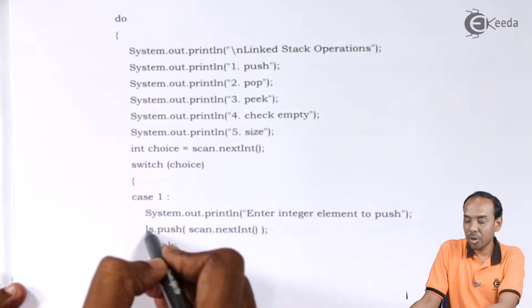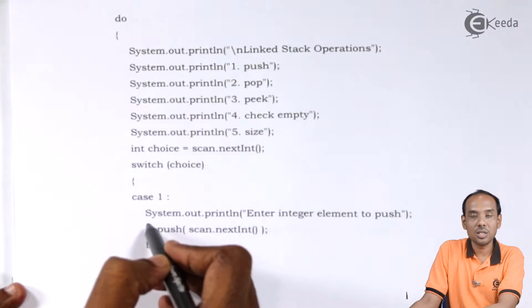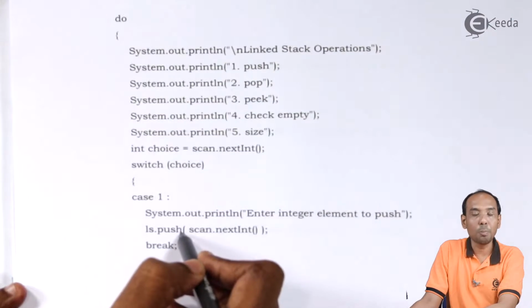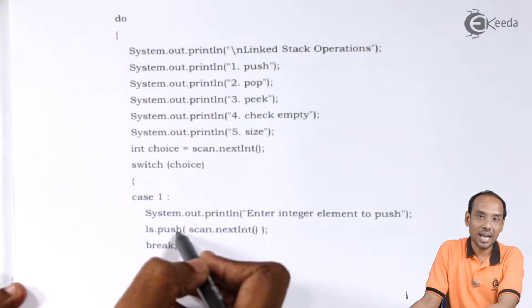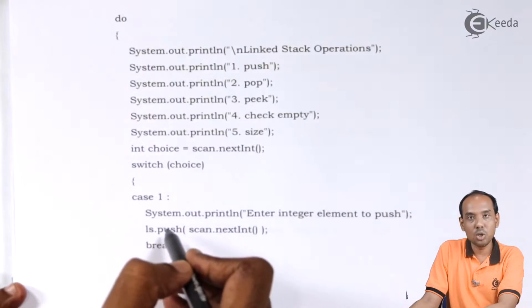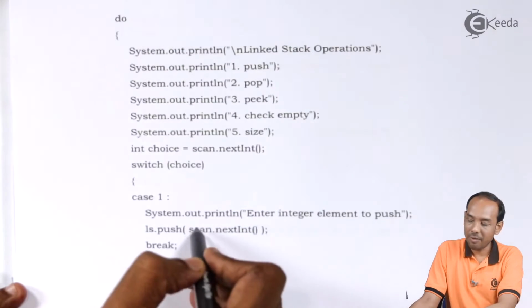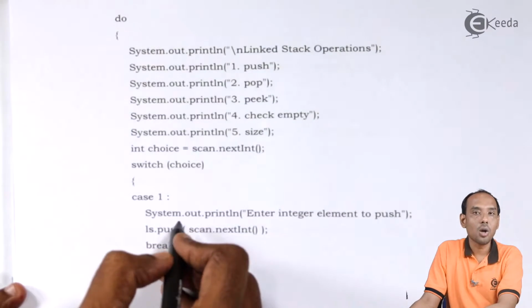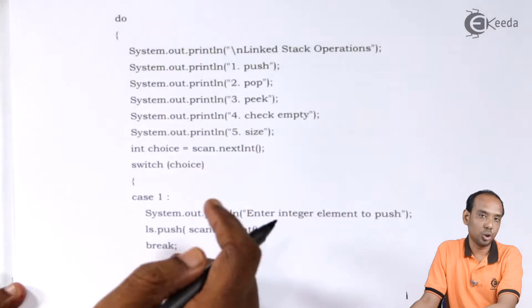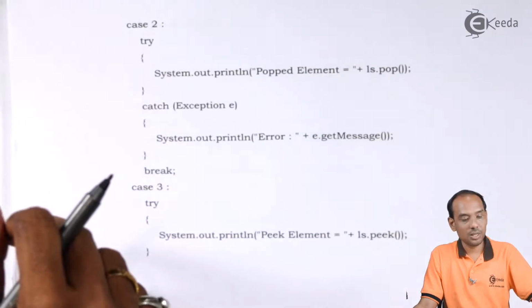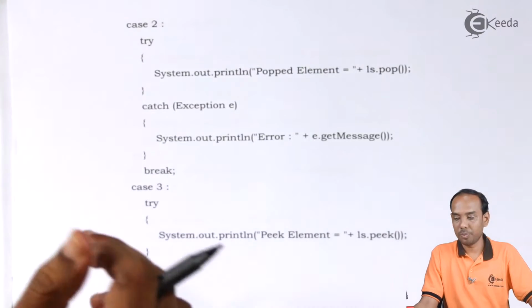Now in this case I am going to call which object? Linked list object, that is ls dot. I need to push the element into the stack. Hence I write ls dot push scan dot next int. So the element will be pushed using the operation called push operation. Then I come to the next set of operations, that is case number 2.